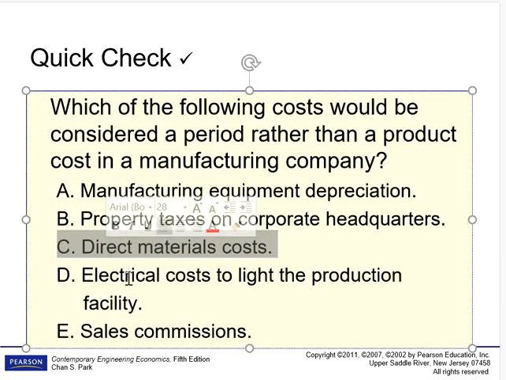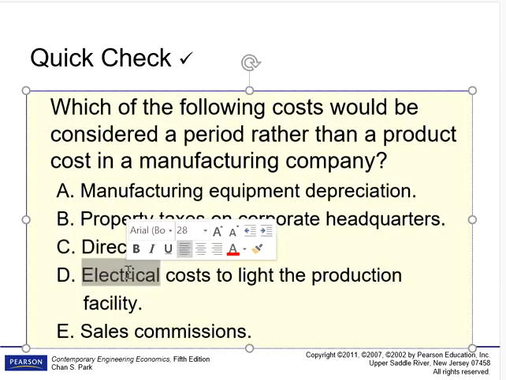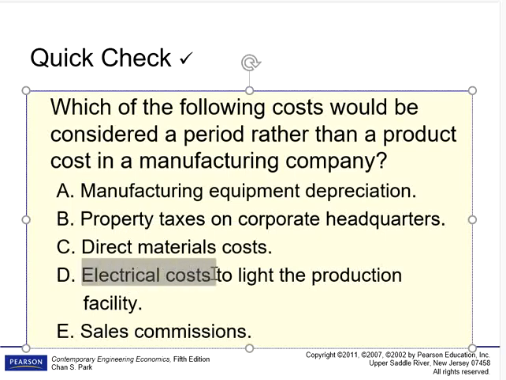Electrical costs to light the production facility. The cost of electricity to the production facility means your production area, your factory. Cost of electricity for your factory, in other words, is also a product cost. But if the question were electrical cost of the company, for example, then it becomes a period cost, or then it is not a product cost. We cannot identify it. So anything related to the factory is a product cost, right?